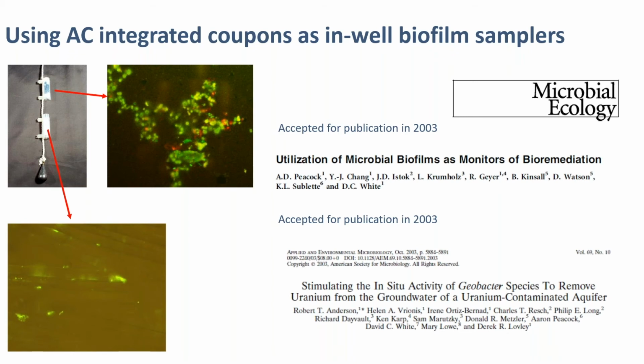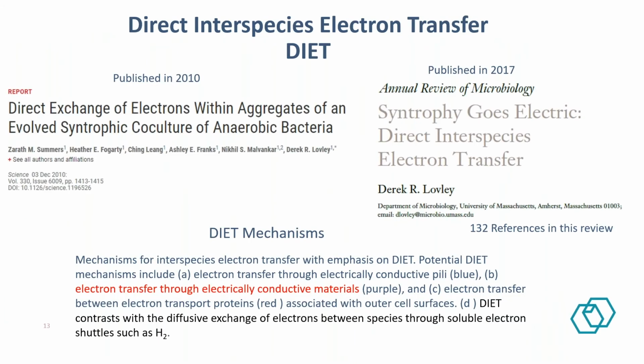Then fast forward about 7 years, it turns out that Geobacter have something called electrically conductive pili, or nanowires, that they can use to transfer electrons to other cells or to activated carbon-like material. So Dr. Lovley's research group at the University of Massachusetts termed this capability direct interspecies electron transfer, or DIET.